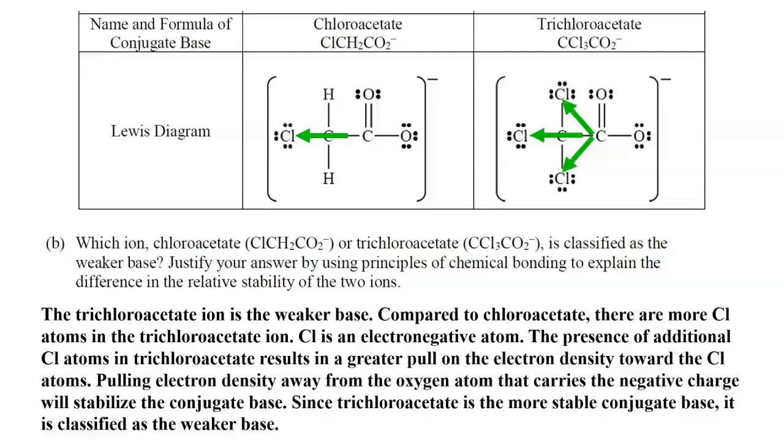the electron density toward the chlorine atoms. Pulling electron density away from the oxygen atom that carries the negative charge will stabilize the conjugate base. And since trichloroacetate is the more stable conjugate base, it is classified as the weaker base. So it's using principles of chemical bonding, the fact that 3 chlorine atoms do a better job than just 1 chlorine atom of pulling electron density away from the oxygen atom that carries the negative charge, that helps to stabilize trichloroacetate, making it a weaker base.